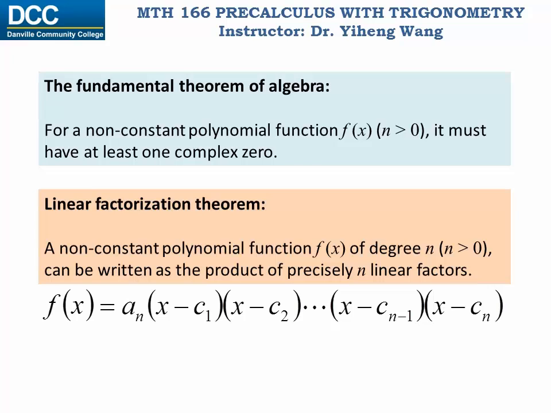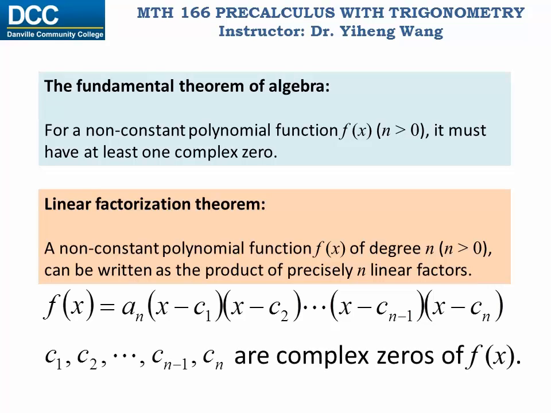Here, C1, C2, etc., all the way to Cn are all complex zeros of f(x), meaning that they could be real numbers, but they could also be imaginary numbers. And by the way, there could be repeated zeros.